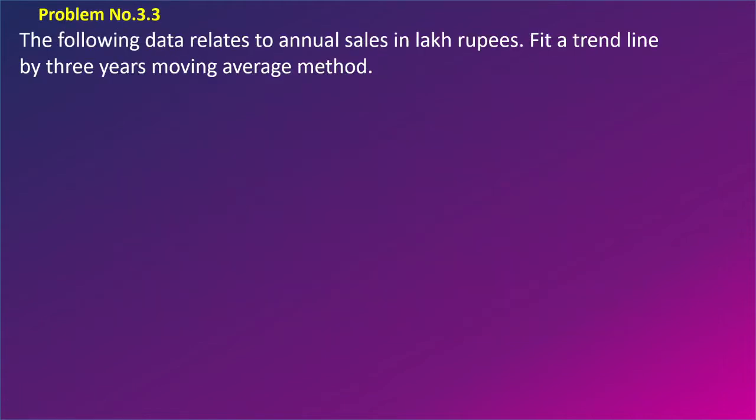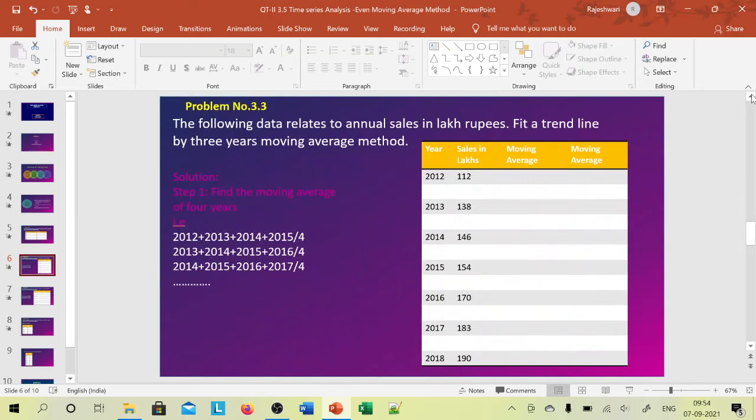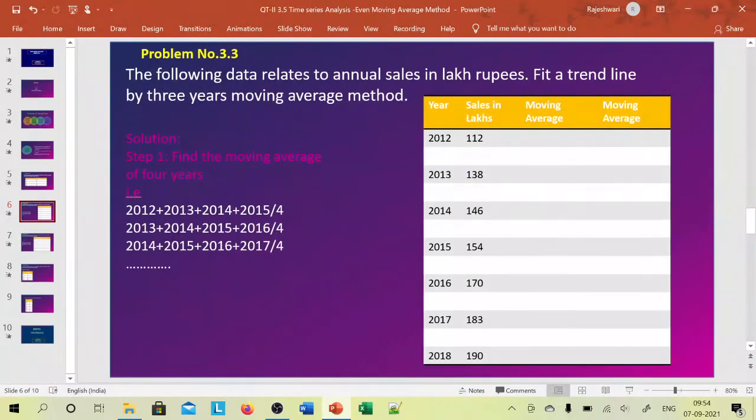So let me solve this problem. The first step is to find the moving average of 4 years. So the first group is 2012, 13, 14 and 15. So this is the first group for our moving average. Here, if it is 3 years, we can easily find out the middle year. But it is 4 years, that means even numbers.